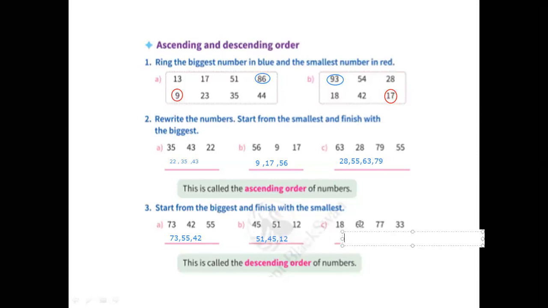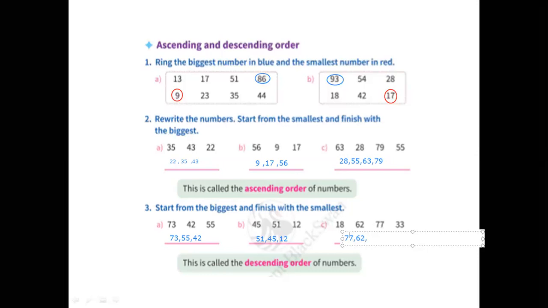Now you see 18, 62, 77, 33. Which is biggest here? 77 is biggest. 77 we have wrote. Now you compare 18, 62, 33. Which is biggest? 62 is biggest.